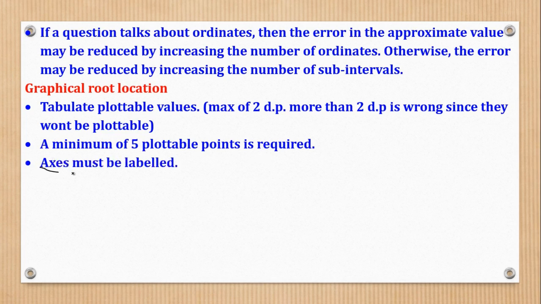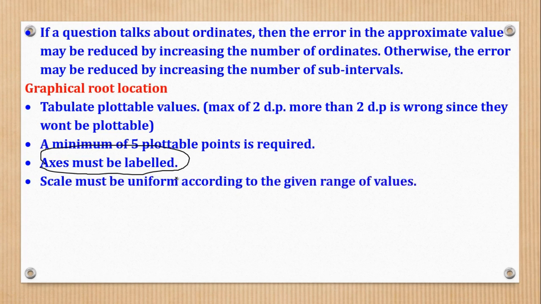Then axes must be labeled. Here we do not compromise. If axes are not labeled, however good the graph is, everything is off. Then from the axes, the next thing we look at is the scale. It has to be uniform according to the given range. And from the scale, we look at the curve. It must be reasonably smooth and labeled.